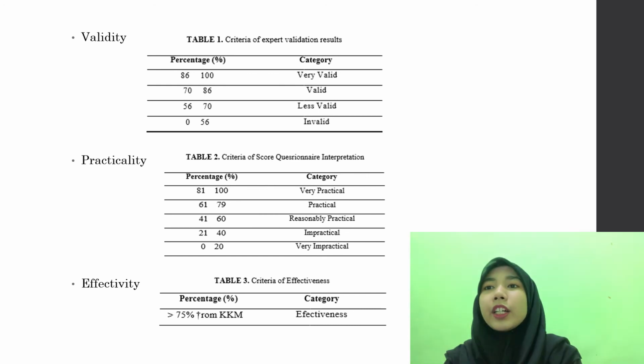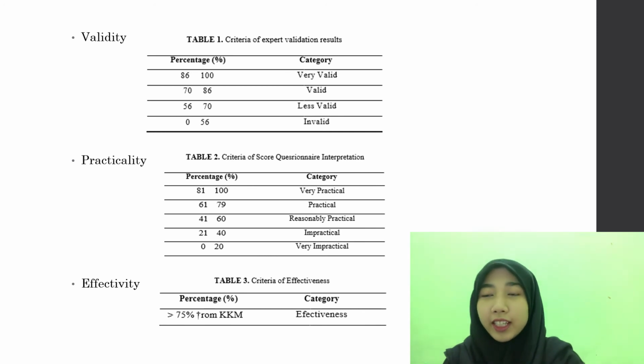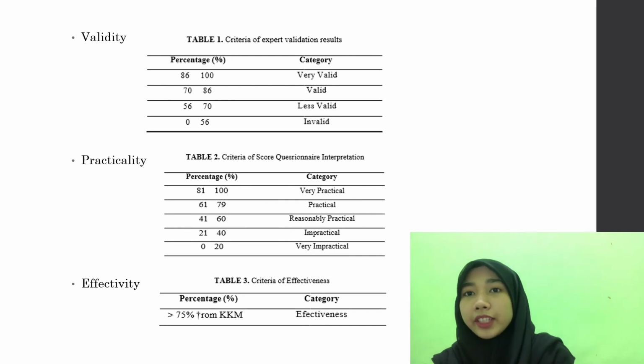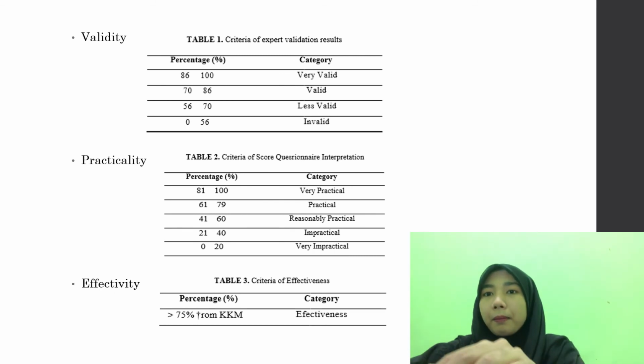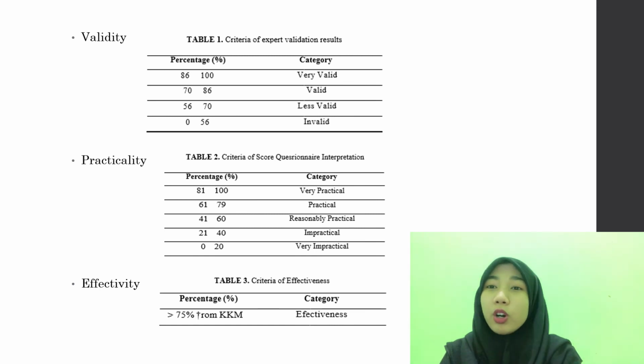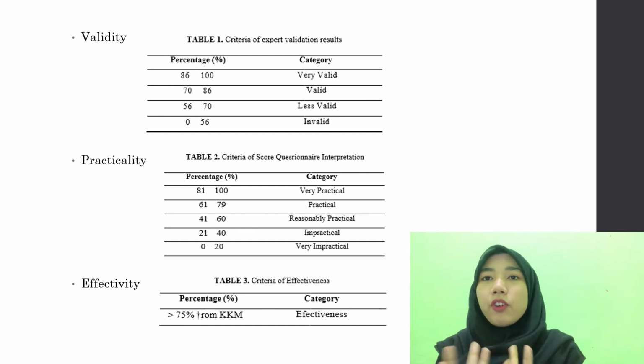For practicality, the criteria are made by questionnaire. We give the questionnaire to the students to see the practicality of this educational comic. If we get 0 to 20%, then this comic is very impractical. If we get 21 to 50%, then it is impractical, and so on. If we get 81 to 100%, then it is very practical. And for the criteria of effectiveness, if we get more than 70% of KKM, which means the average of the students' scores in the class that we test, then we get the effective category. So it means that this educational comic is effective for learning.